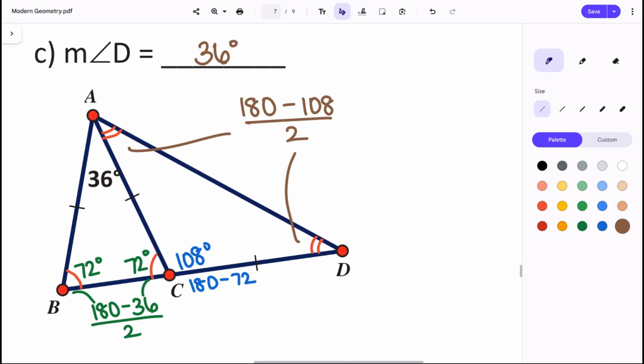Questions on working with isosceles triangles? Okay, I have a worksheet for you guys, so I'm going to get that passed out.